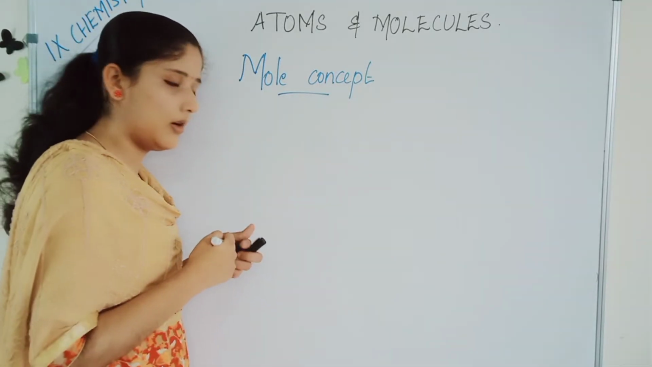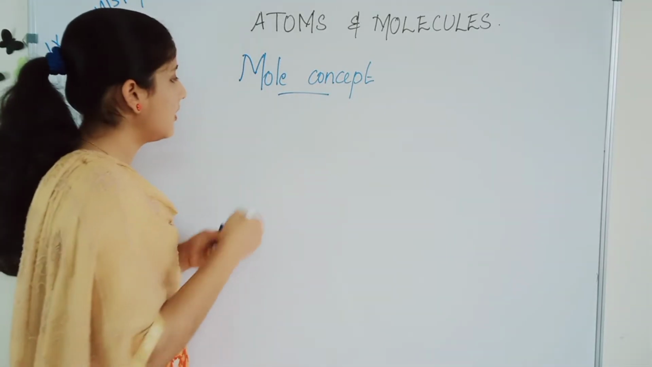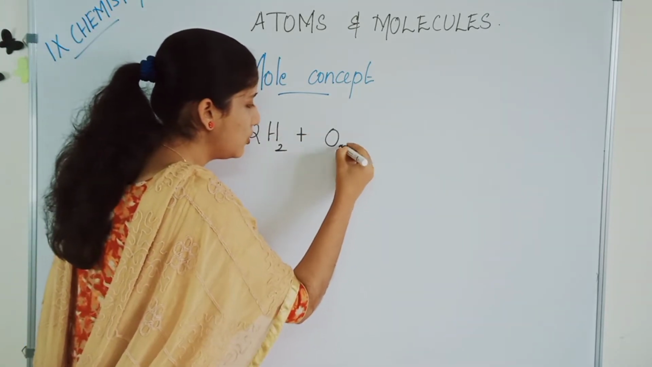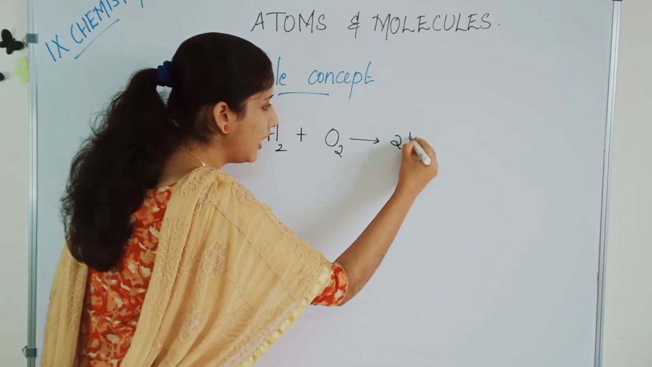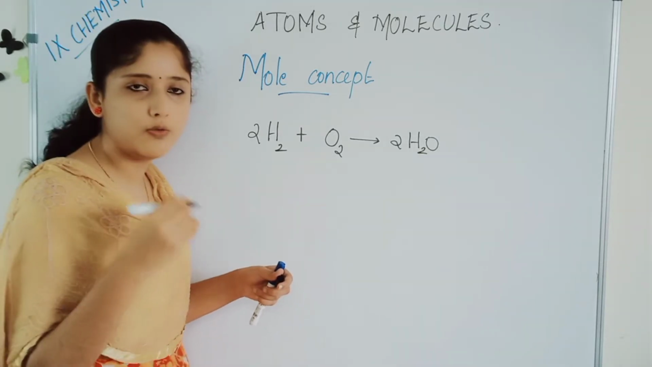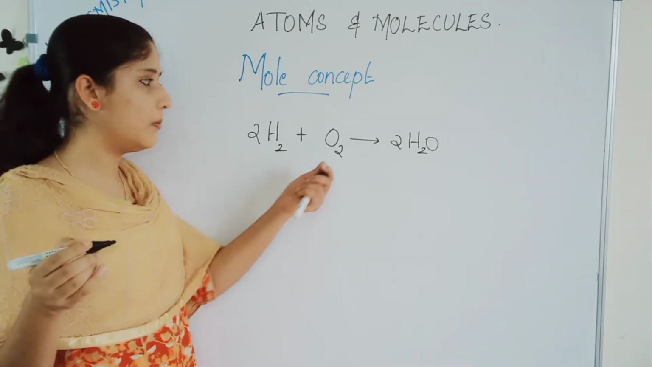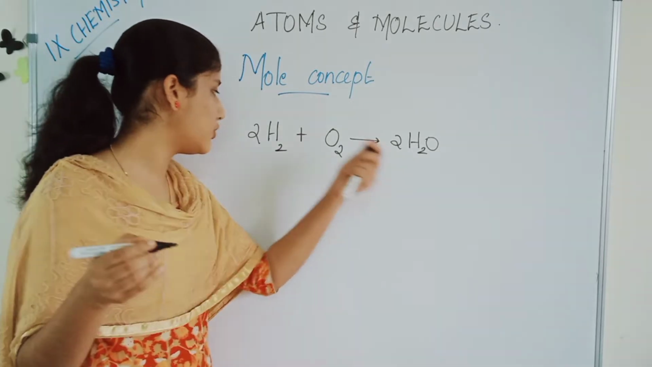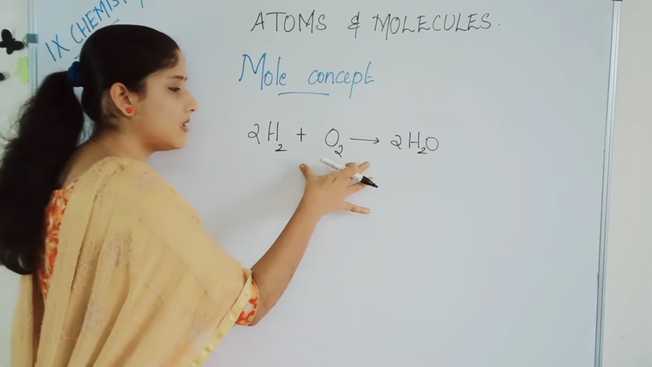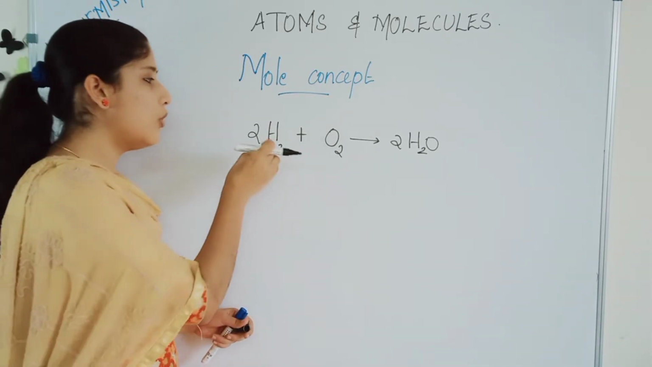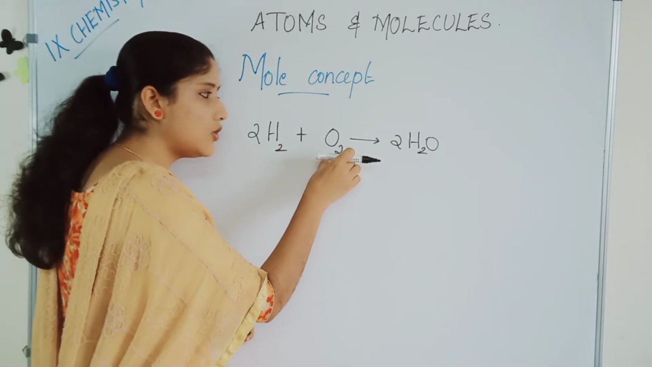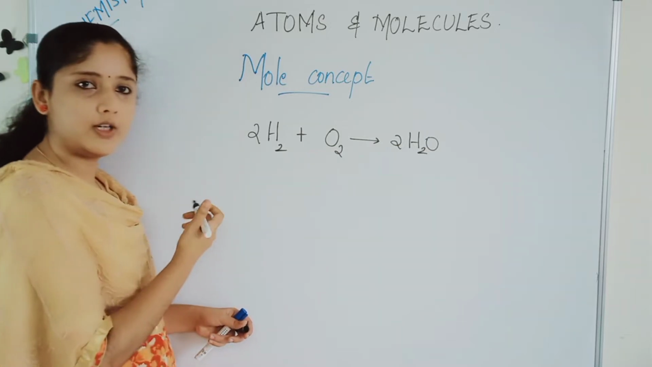Consider an example. That is 2H2 plus O2 gives 2H2O. This is an equation for the formation of water molecule. 2H2 plus O2 gives what? 2H2O. What does this equation mean? Two molecules of hydrogen H2 and one molecule of oxygen combine to form two molecules of water, isn't it?